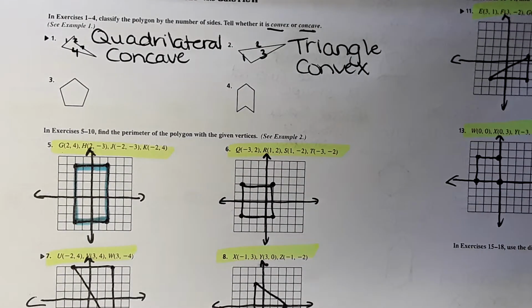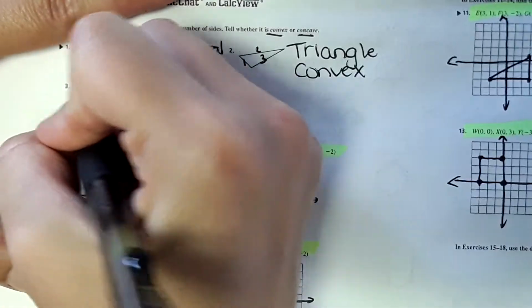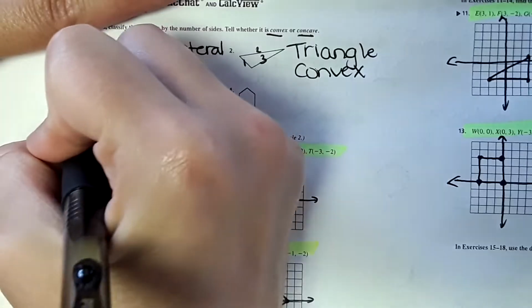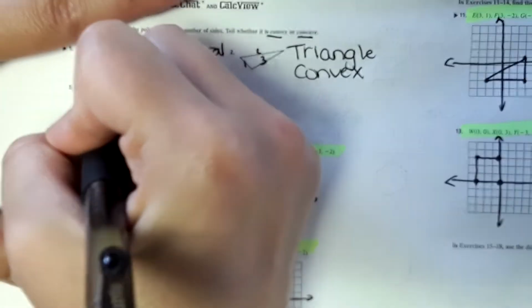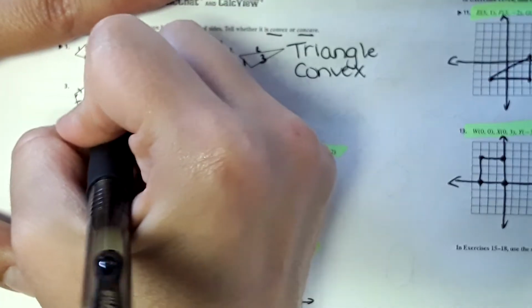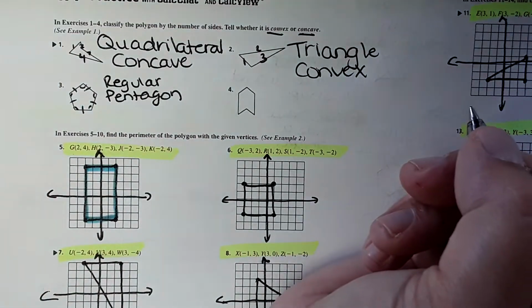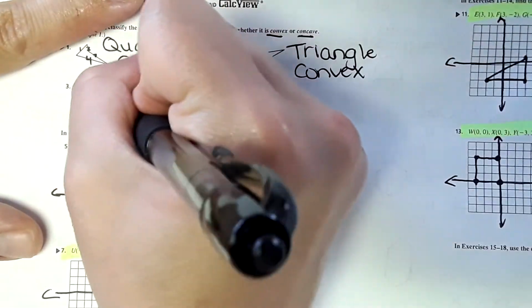Number 3, we can see it has 5 sides. Something to also note about number 3 is it does look regular. It looks like all the sides are the same measure, and it looks like all the angles are the same measure. So this would be a regular pentagon. And it is convex.